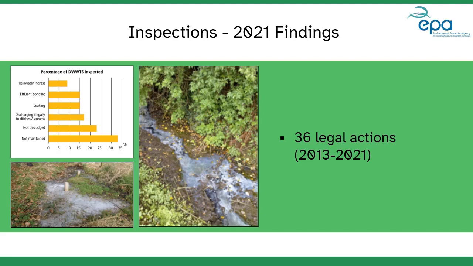The figure shows the reasons for failure. It should be noted here that individual systems can fail for multiple reasons. You will see that the leading issue found is that homeowners do not desludge and maintain their tanks. The pictures were taken by inspectors in the field, and they show a discharge to a surface water drain and effluent ponding around a septic tank.